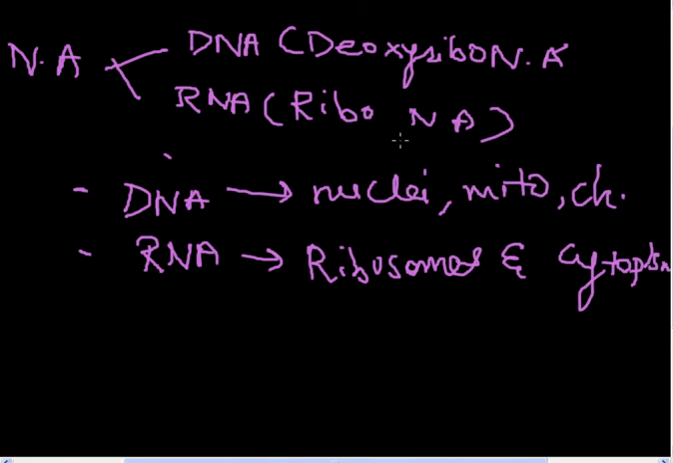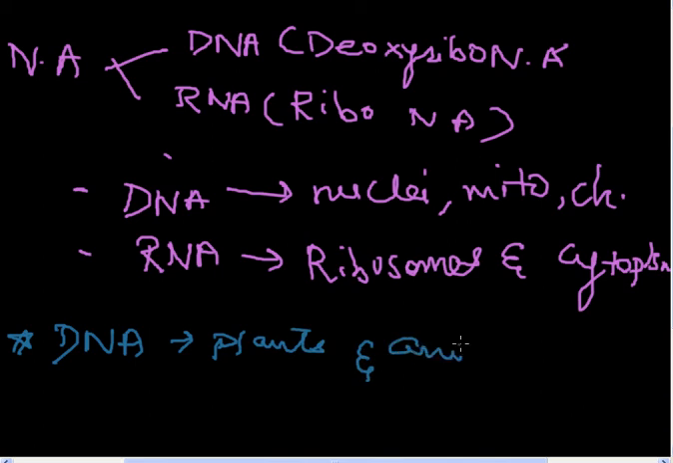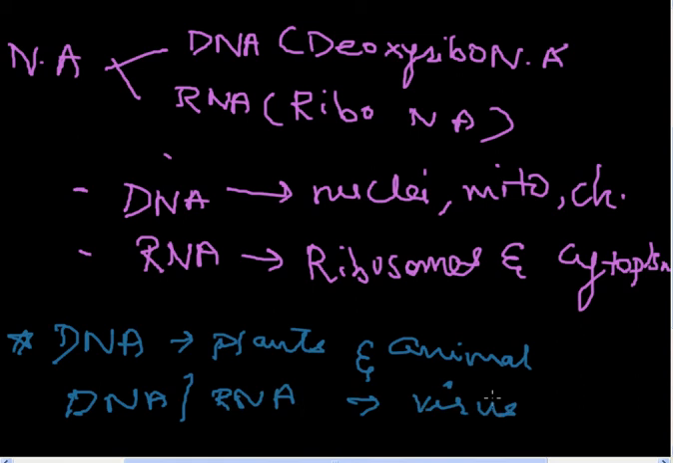Now we come to where they are located. DNA is present in both plants and animals, whereas in viruses, either DNA or RNA is present. Viruses may have DNA or RNA as their genetic material.